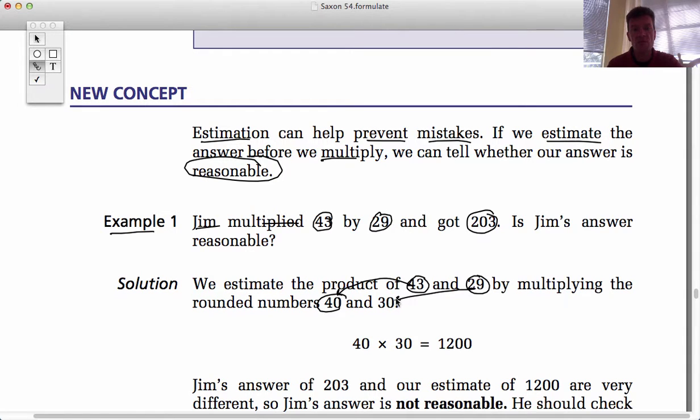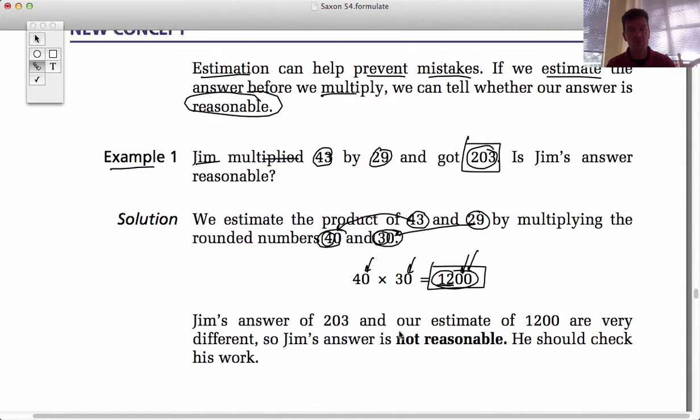And 40 times 30 is easy to do because you take the 4 and the 3, you multiply and you get 12, but realizing that both of those are in the tens place, they're followed by a 0, so you add a 0 for the 40 and you add a 0 for the 30, and you end up getting this estimated answer of 1200. So obviously Jim's answer is way off. He got 203 and he should have gotten something close to 1200. So estimation can be very useful.